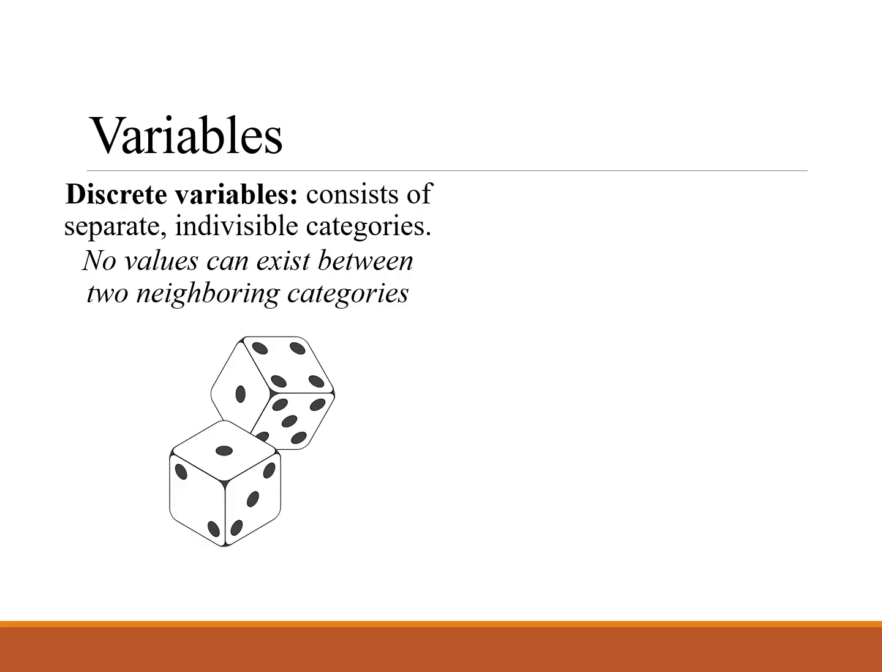Our studies can look very different depending both on the variables and how they are being measured. One type of variable is a discrete variable, which consists of separate, indivisible categories. And what's important to note is that no values can exist between two neighboring categories. In other words, there's no halfway or partial points.